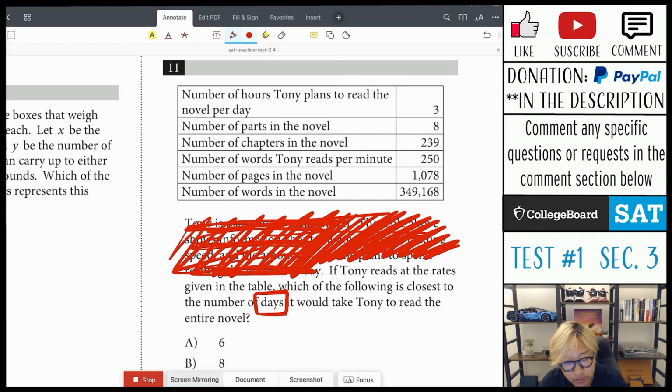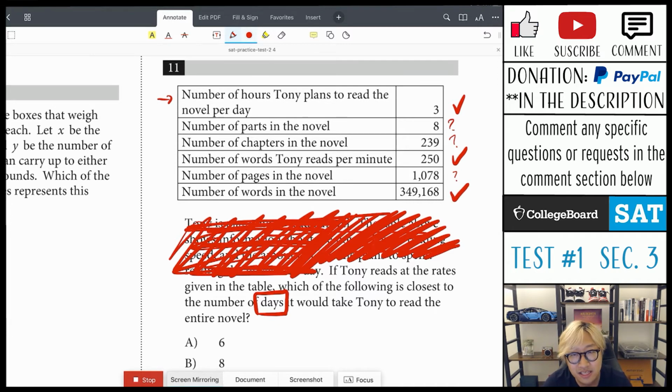First of all, let's start with the very top. Number of hours Tony plans to read per day. Yeah, I will definitely need that. The number of parts, I don't know. Number of chapters, I don't know. Number of words Tony reads per minute, well, that tells me how fast he reads. I'm definitely going to need that. Number of pages in the novel, I don't know. Number of words in the novel, absolutely.